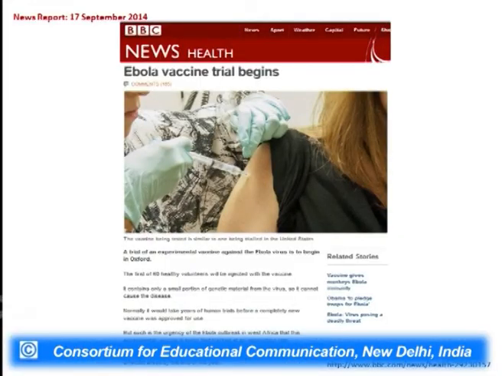Normally, it would take years of human trials before a complete vaccine is approved, but in such a case of urgency, for example how the outbreak took place in West Africa, the trials of the experimental vaccine are running at an astonishing rate. So, if the trials are successful, it would be used to immunize health workers in the affected areas in the coming years.